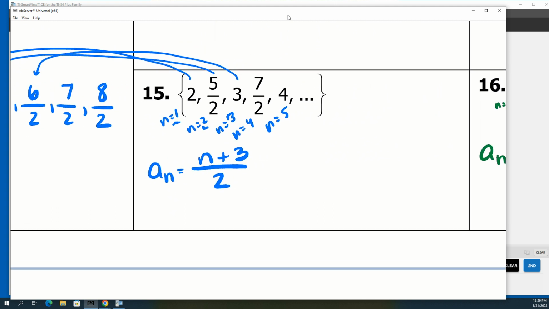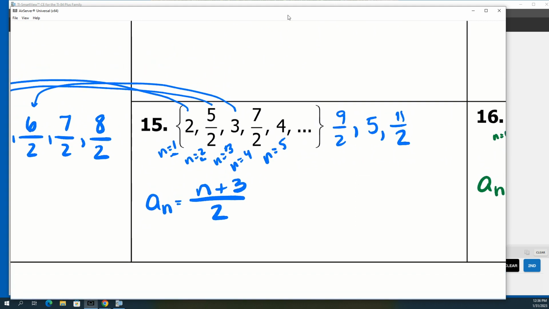All right, so the next term, to get the 6th term, I would put 6 in. So 6 plus 3 over 2 is 9 halves. And then 7 plus 3 over 2 is 10 halves, or 5. And then 8 plus 3 is 11, and then over 2. Plus 2. All right, let's look at 13.